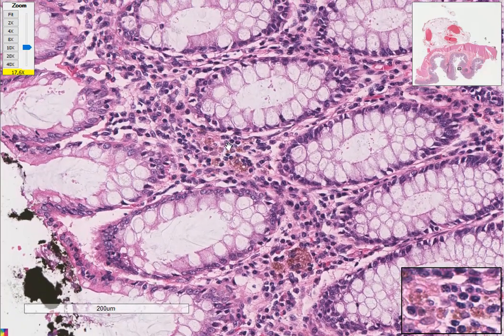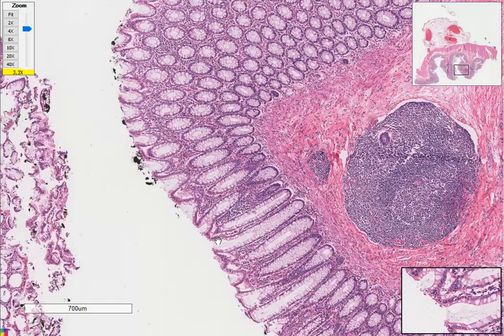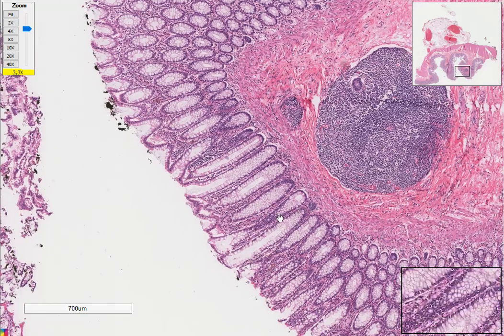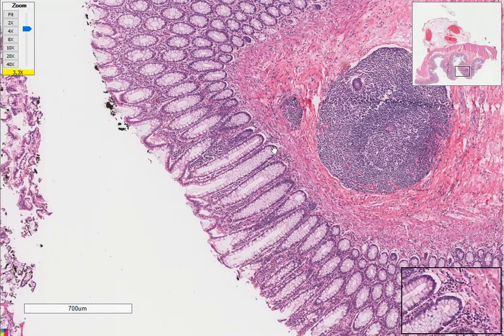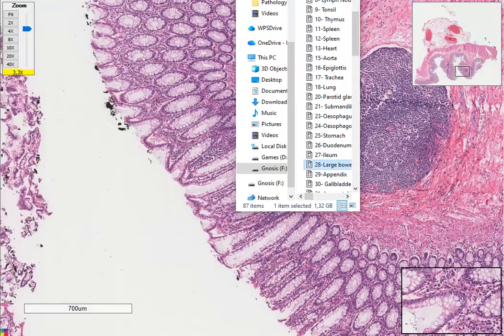Another thing to note is, look, these are forming like test tubes or crypts. Can you see they kind of form like test tubes here? It's another way to remember, okay, I'm in the large bowel, like a test tube appearance.